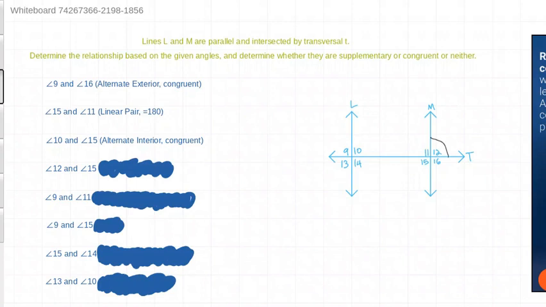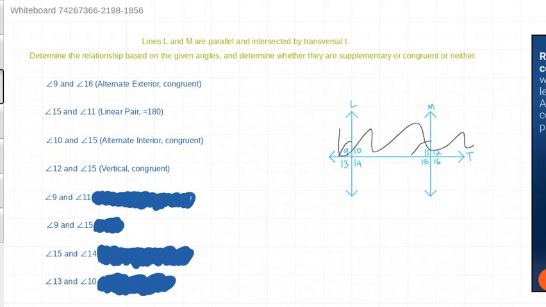Angle 12 and angle 15. My favorite kind of angles, vertical angles, super easy. We know that vertical angles are congruent, so that is our answer. Angle 9 and angle 11. Okay, well, they're both on the same side. Angle 9's exterior, though, and angle 11 is interior. So we know that they are corresponding angles. Corresponding angles are congruent.